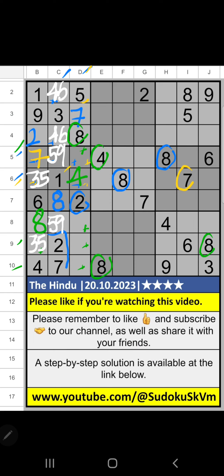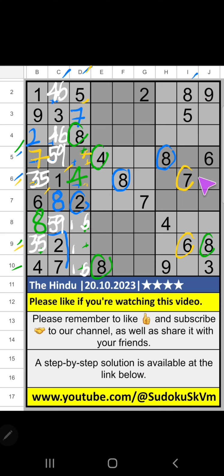Fourth grid, we have 1 and 6. So 1 and 6 can't come in this cell. It will come in one of these cells. Ninth row, we already have 6. So 6 can't come in the cell. 6 will come in one of these cells. So 1 will come in one of these cells. We'll confirm later. Remaining numbers will confirm later.